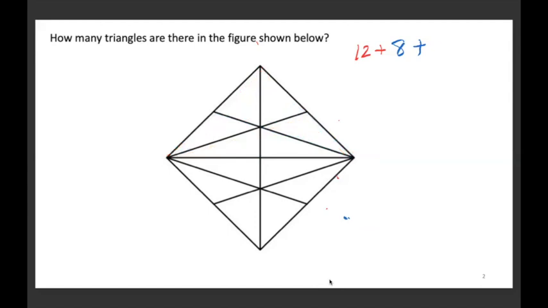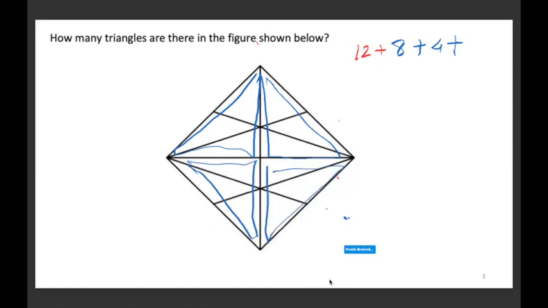Next, we'll look at a different pattern. In that, we had not counted these triangles in that combination. 1, 2, and then the same triangle also happens here. So plus 4 triangles. After this, we'll look at another combination like this. 1, 2, 3, and then 4. So plus 4.